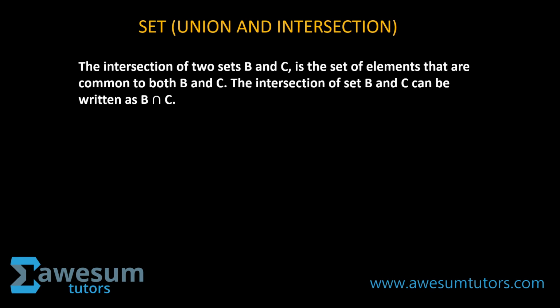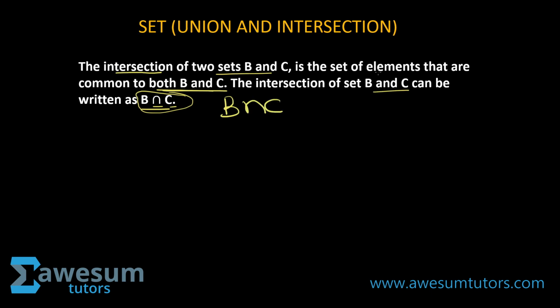Now let us take a look at what intersection is. Okay, now the intersection of two sets B and C is the set of elements that are common to both B and C. The intersection of sets B and C can be written as B intersection C. This is how you write intersection. This is the symbol for intersection. I have B intersection C.